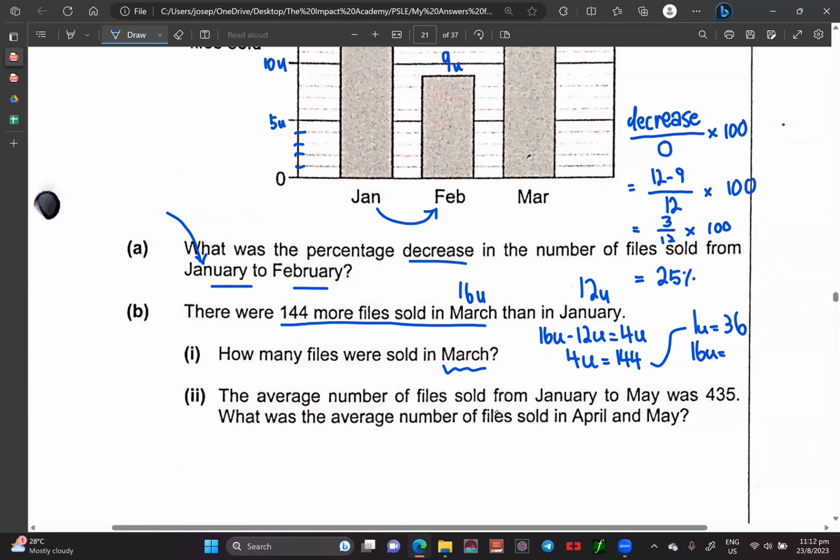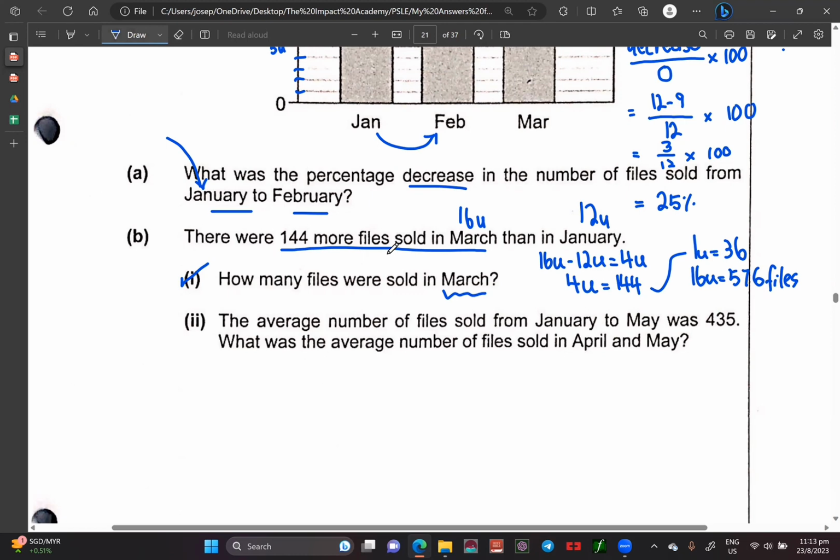All right, so we just have to simply do 36 times 16. We get to an answer of 576 files sold in March. Okay, so when I look at this, I realize that they are talking about the average number of files, right? So we know that the average number of files from January to May, I just want to note this down first, was 435. So we are going to write down 435.